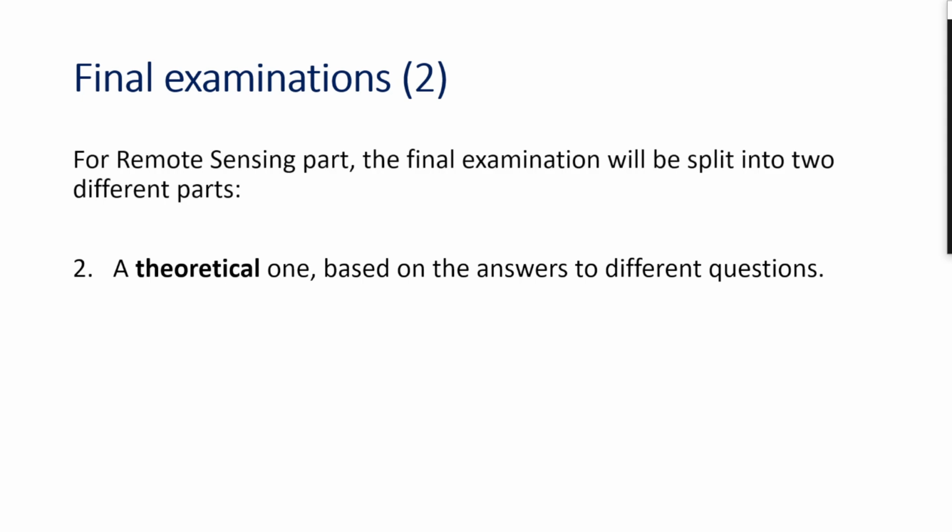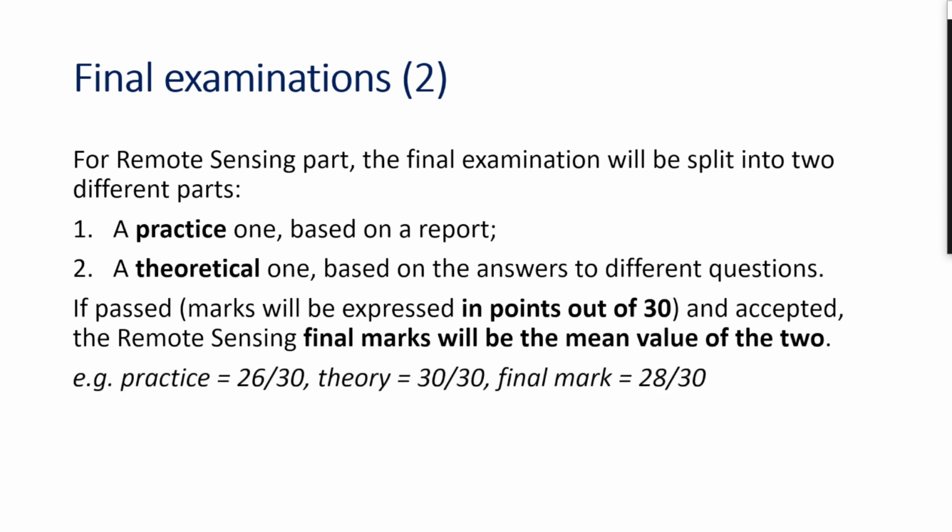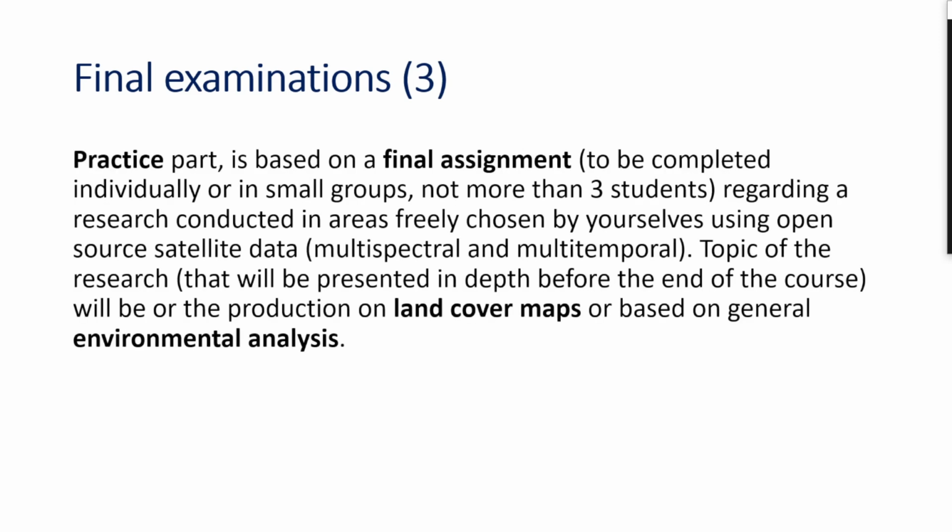Final examinations. For the remote sensing part, the final examination will be split into 2 different parts. 1. A practice one, based on a report. 2. A theoretical one, based on the answers to different questions. If passed, marks will be expressed in points out of 30, and if accepted, the remote sensing final mark will be the mean value of the 2. E.g. practice equals 26/30, theory equals 30/30, final mark equals 28/30.